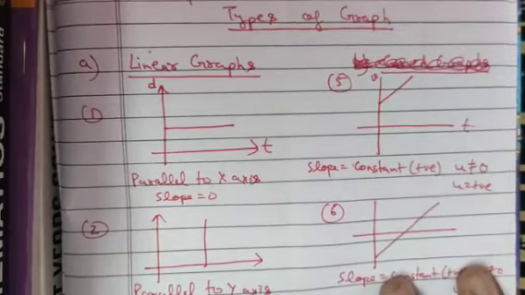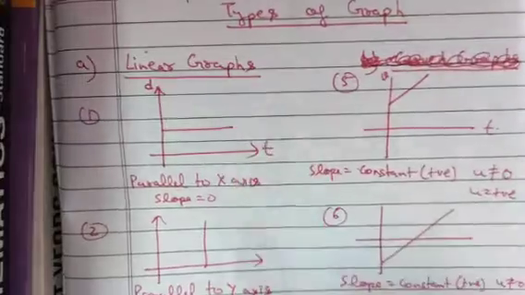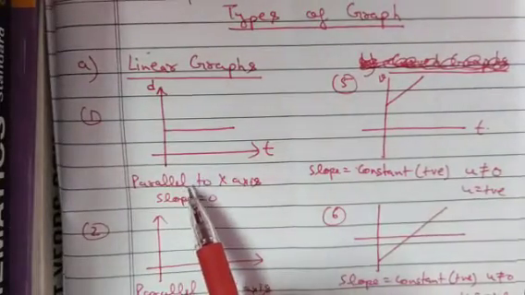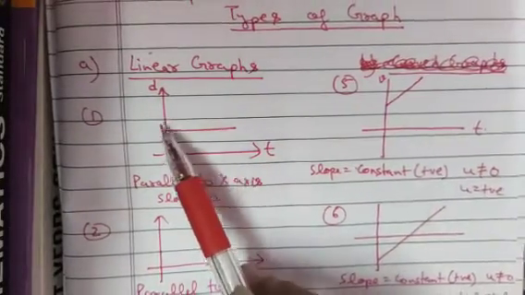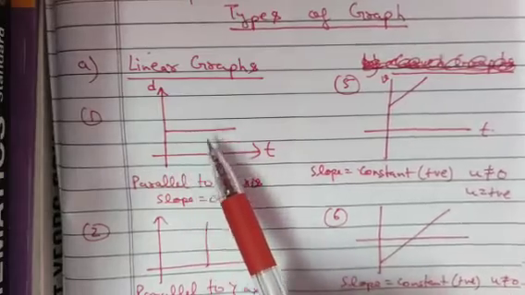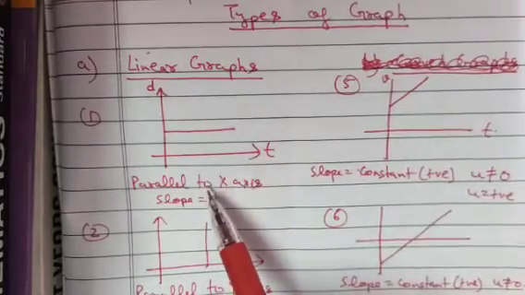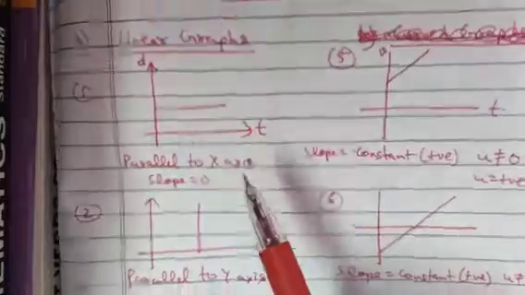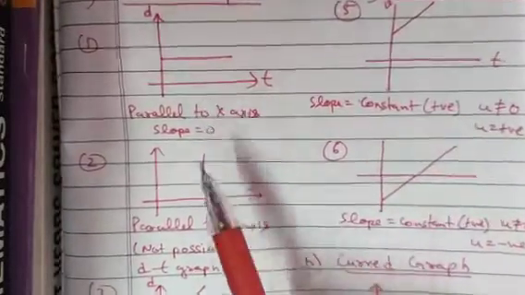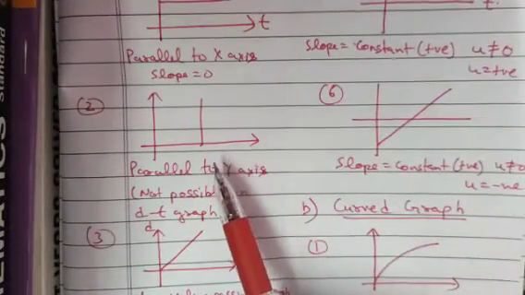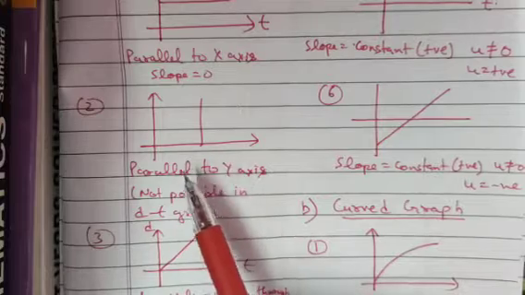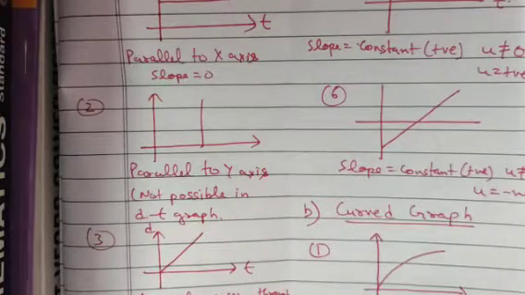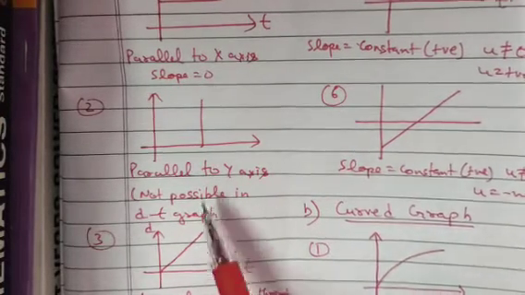Although the topic is complete now, just a quick revision of the type of graph that you will be studying in physics. First category is the linear graph. This graph we have already studied. The first type of graph is a straight line parallel to x-axis, like the distance time graph we have studied, such a graph slope is equal to 0. Second is straight line parallel to y-axis. This is not possible in the case of distance time graph and velocity time graph.